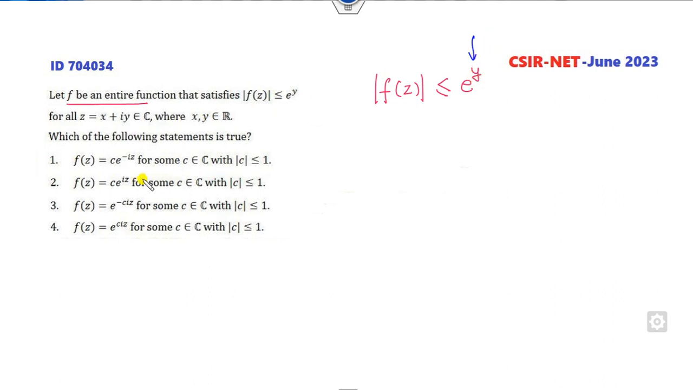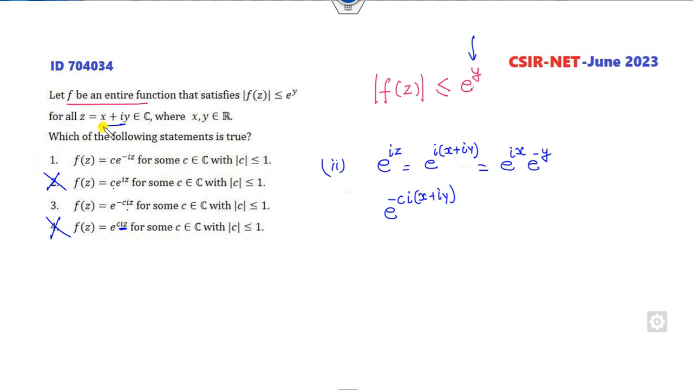How can you get e raised to the power y? For example, if I take this second option, e raised to the power iota z, and open this z as x plus iota y, what will happen? I get minus y, but we need plus y. So this option is definitely cancelled. Similarly, this option is also cancelled. Look at the third option, e raised to the power c iota x plus iota y, because z is here. If I open this, c iota x is separated into c times e to the y, but we need only c.